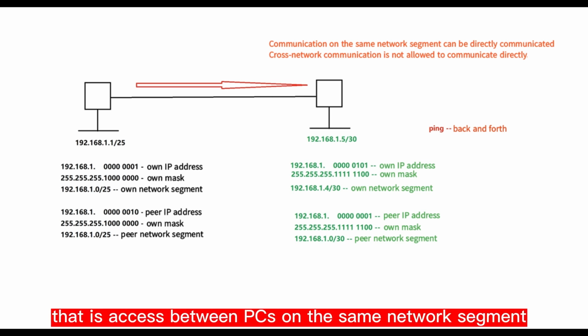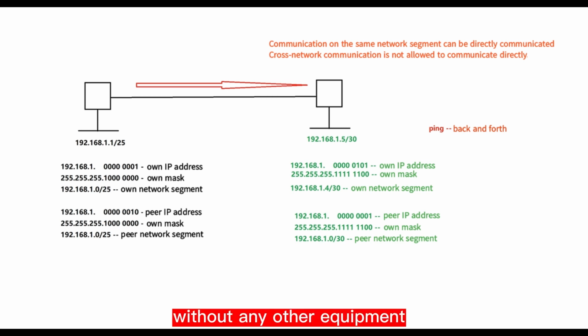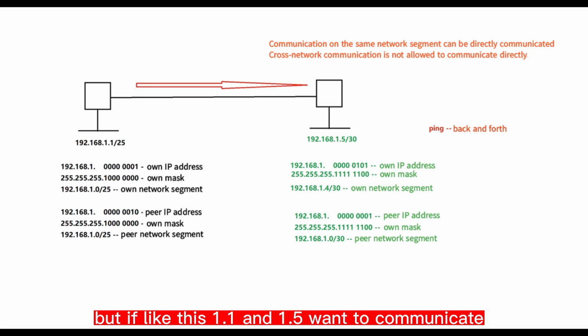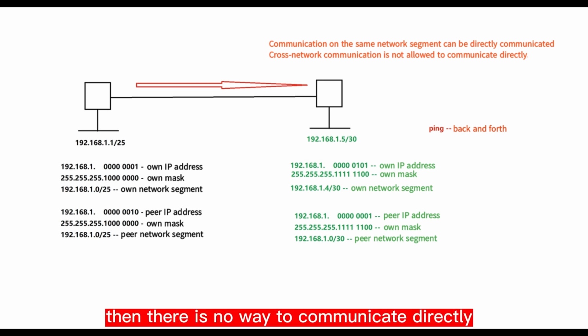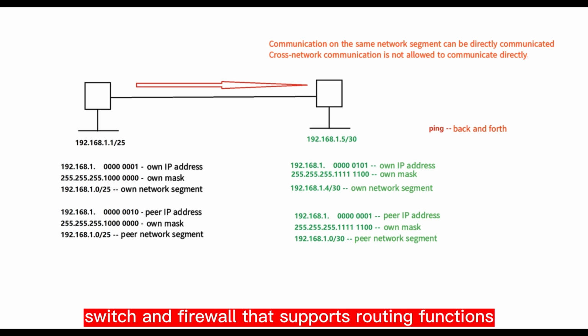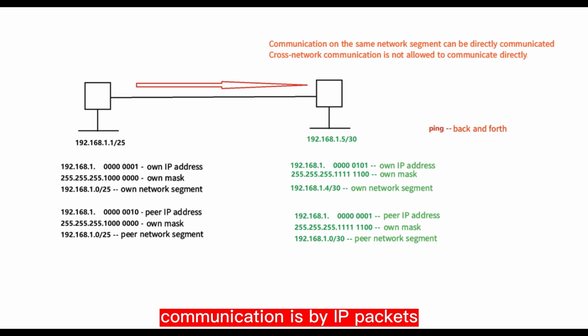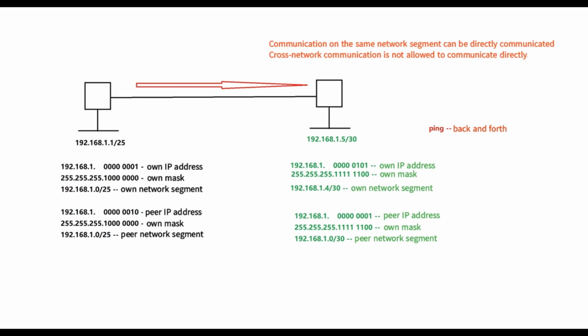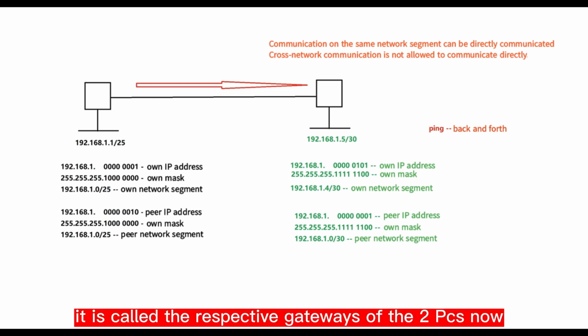That is, access between PCs on the same network segment, without any other equipment, can communicate directly. But if like this 1.1 and 1.5 want to communicate, then there is no way to communicate directly. It needs a router, or a layer 3 switch or firewall that supports routing functions. Communication is by IP packets, determined by the source IP and destination IP in the header. In the future, when a router intervenes, this router is called the respective gateway of the two PCs.